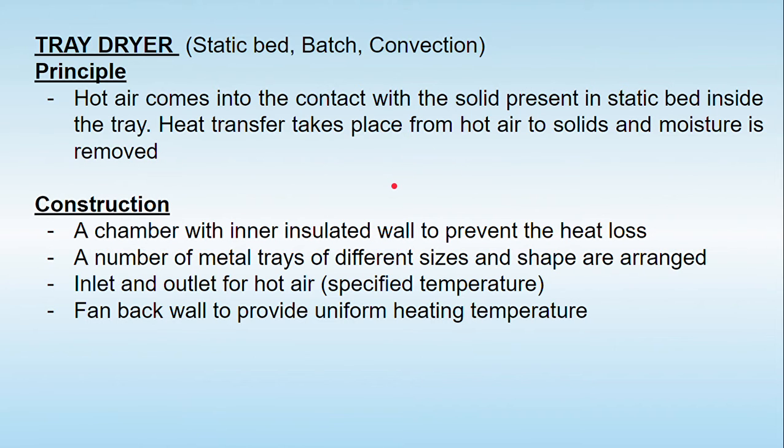Now let's try to understand the construction of this one. Basically it consists of a chamber with an inner insulated wall to prevent heat loss. We have a number of metal trays that can be arranged inside this chamber, and these trays are of different sizes and shapes. Generally the shapes are either rectangular or square in most cases. There will be an inlet and an outlet for the hot air to maintain the temperature. A fan is also provided, sometimes on the back or on the side wall, to provide uniform heating temperature inside the chamber.